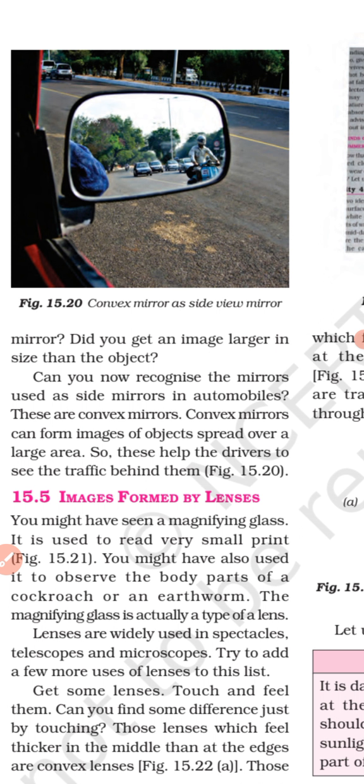If the field is wider, then the size of the object is smaller, so the size of the image is smaller. So you will be able to see a wide range of view in case of a convex mirror. These help the drivers to see the traffic behind them. That is why convex mirrors are used in automobiles as rear view mirrors.